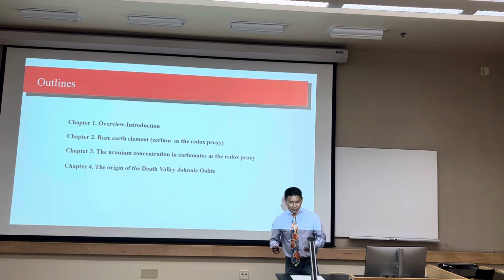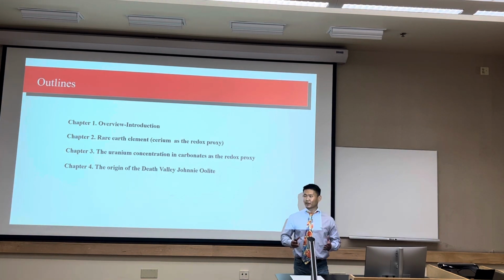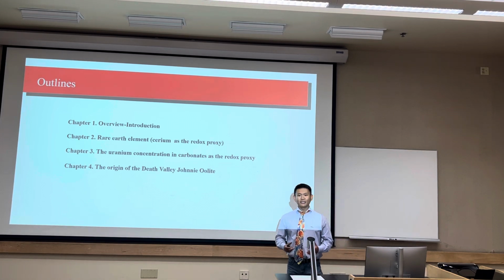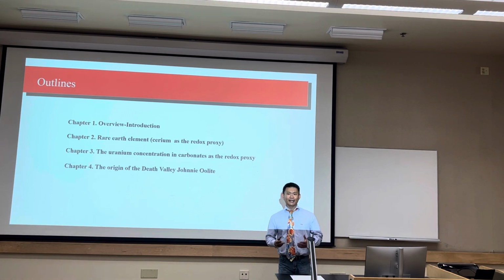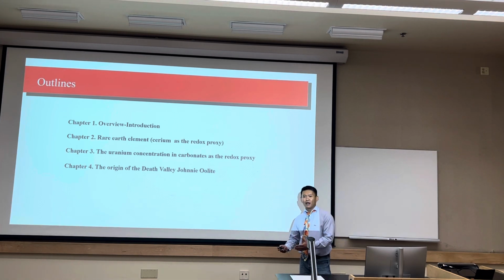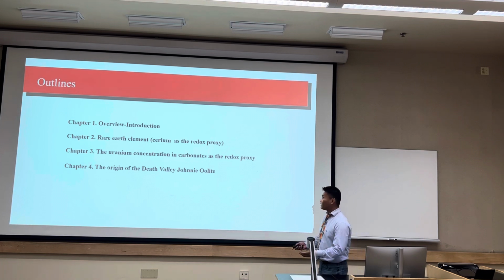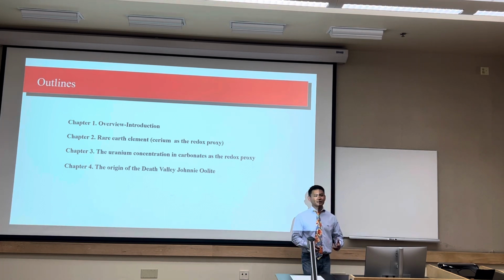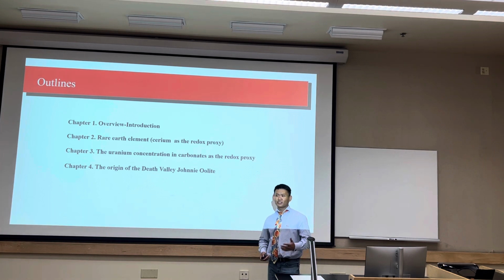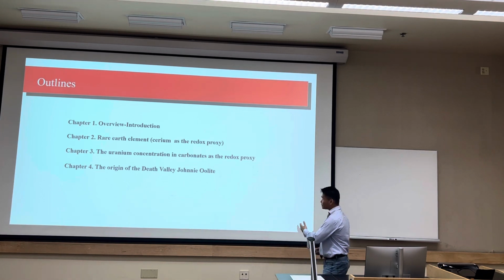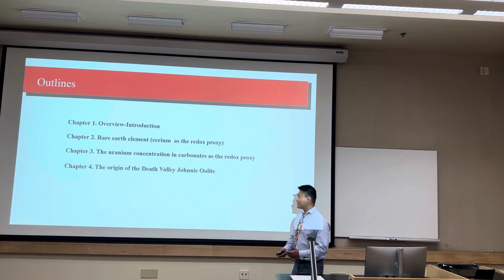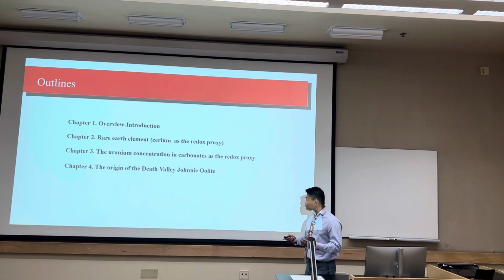Before I move into my presentation, I just want you to know the outline of the presentation. I have 4 chapters. The first chapter is the overall introduction. In this chapter, we'll be talking about what the late Cambrian period is, what happened there, what the problem was, and what my research is trying to solve. For chapter 2 and chapter 3, we'll be discussing the redox proxies I'll be using. Here we'll be talking about rare earth elements, and for chapter 3, we'll be using uranium concentration as a redox proxy. And in chapter 4, we're going to shift the attention a little bit to Death Valley and do some sedimentological study.